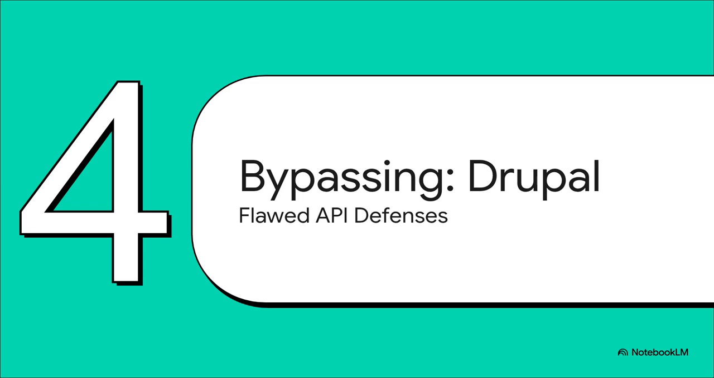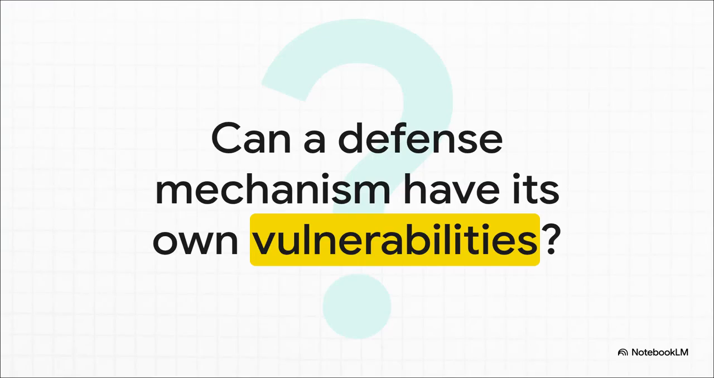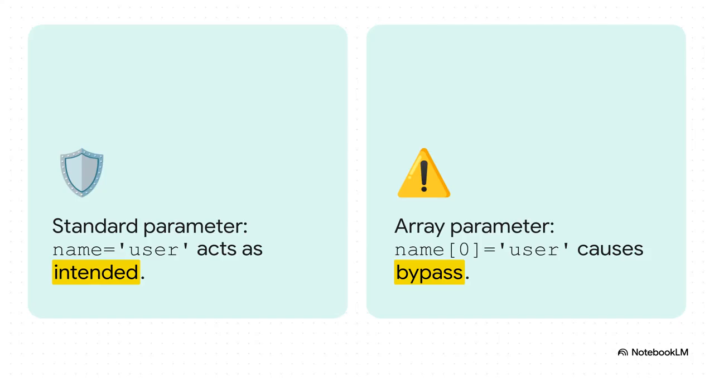Section 4. Bypassing defenses. Drupal. This is a really critical question. Developers often rely entirely on built-in database APIs to keep their queries safe. But what happens if the defense mechanism itself is actually flawed? This is exactly what happened to Drupal, which is a massive content management system. Drupal's database API actually had built-in security to prevent SQL injection.